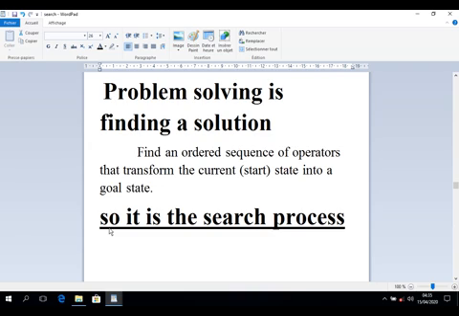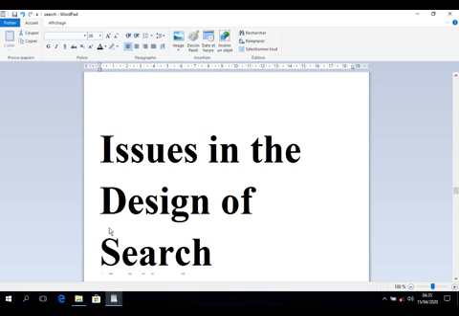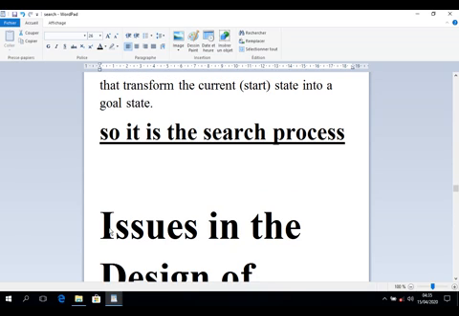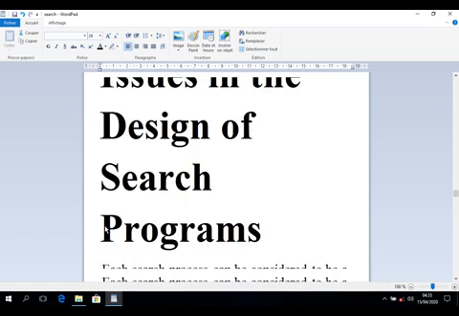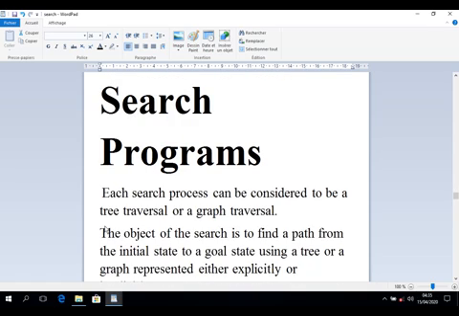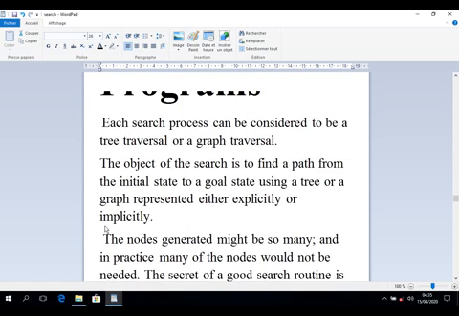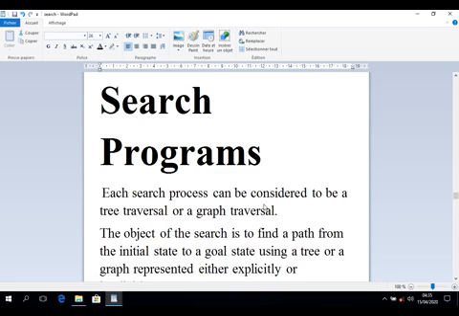Fine. A state space should describe everything that is needed to solve a problem, and nothing that is not needed to solve the problem. Okay? It should represent only what we need to solve that problem. Now, problem solving. It is finding a solution.